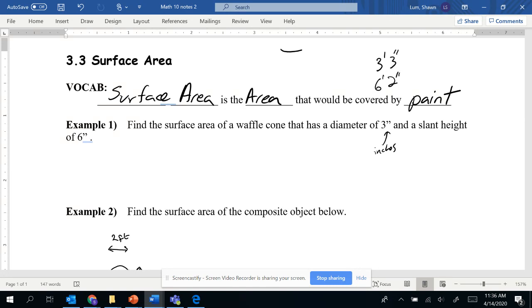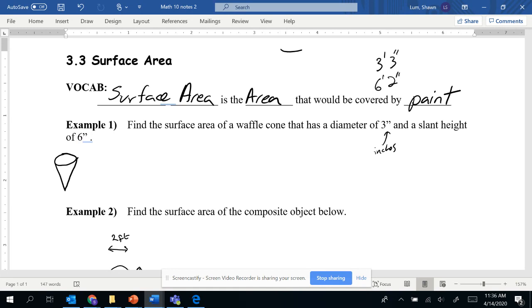So if you're unsure what a waffle cone is, they look like this. Now they have this big textury pattern, which would increase the surface area. But for all of these purposes, we're just going to say that it's a smooth cone. Okay. And that's going to make the numbers a little bit easier for us. So here's our waffle cone. And that's all the information that it really gives us.